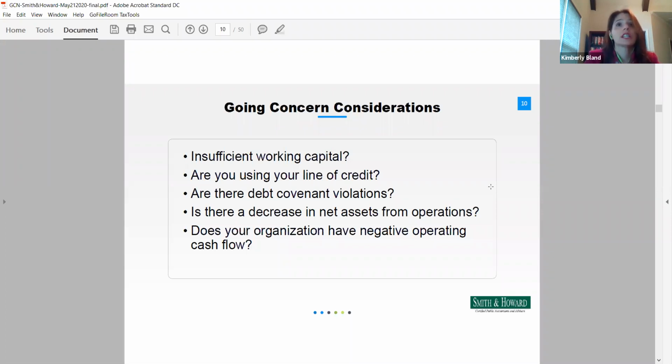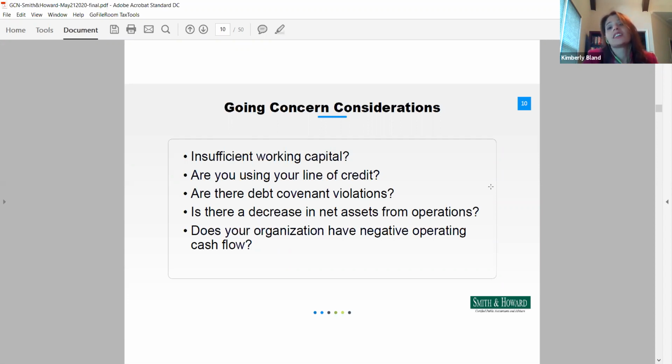Are you experiencing insufficient working capital? Using up your line of credit, or maxing out on the line of credit? Debt covenant violations. If you're a 12/31 year end, you may have been in compliance with your debt covenants at 12/31. Then subsequent to year end, when the pandemic hit, we are no longer in compliance. What does that do to our financials? Can we get a waiver? What is our plan to get back into compliance?